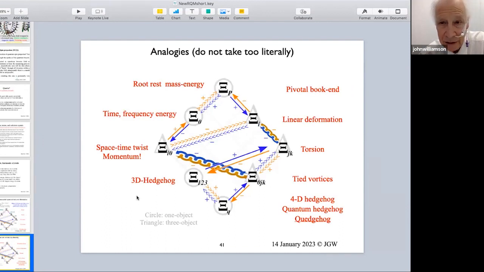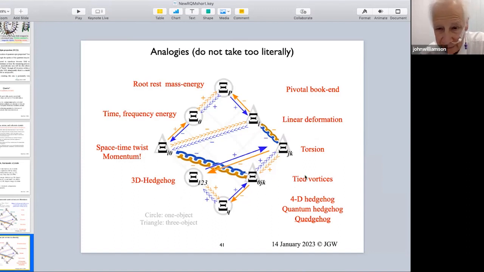They're analogies. You can think of the pivot and the quadrivector as being sort of pivotal bookends to this thing of time, frequency, and energy being a linear deformation of space-time, this being a sort of torsion of space-time, and this being a twist, space-time twist, the momentum.